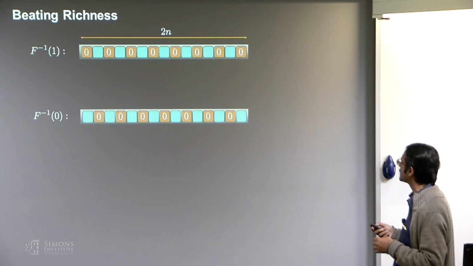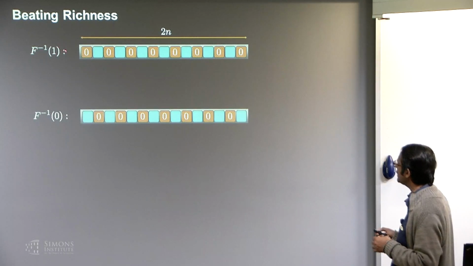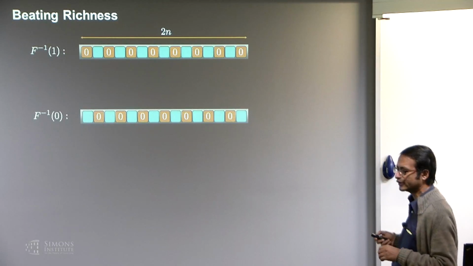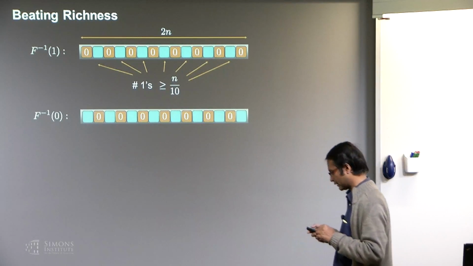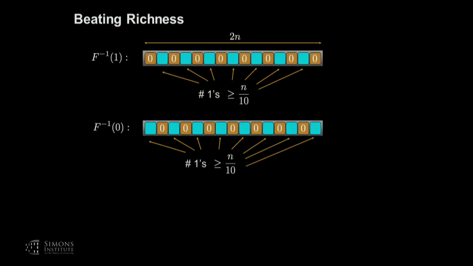So the function that we'll look at is a promised function where you have 2n bits, and for the inputs on which the function evaluates to 1, it is promised that on all odd indices you have 0, and on the even indices you have at least n by 10 ones. And for inputs on which the function evaluates to 0, the even indices have all zeros, but on the odd indices you have at least n by 10 ones.